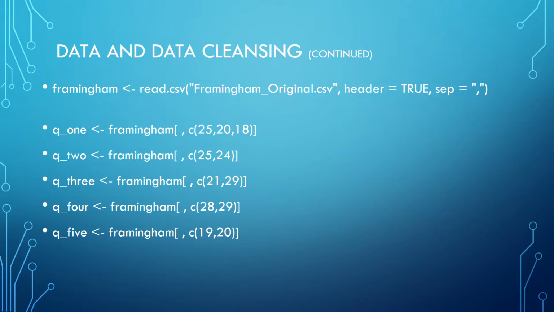To get started, we import the CSV into RStudio using the read CSV function as shown. The next logical step is to subset the data by question so that each question subset can have NA values removed with as little negative impact to the overall data set as possible.